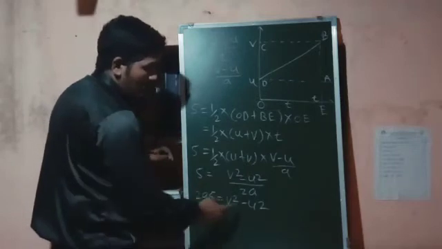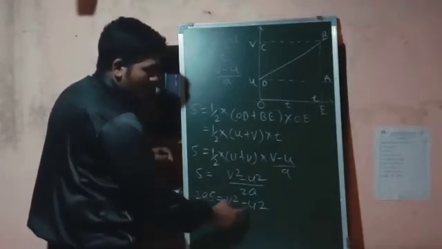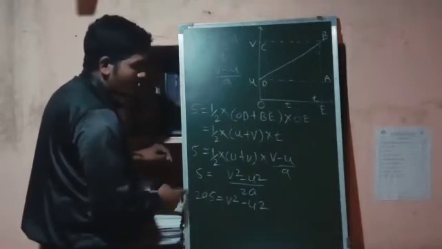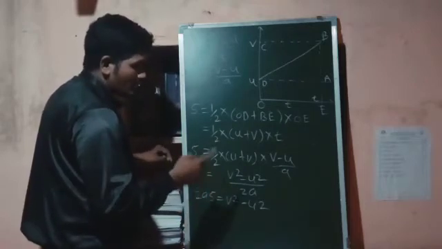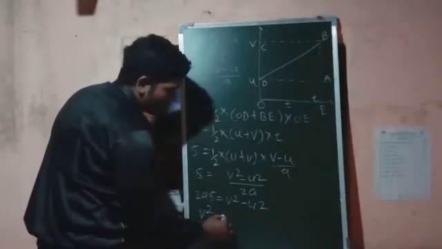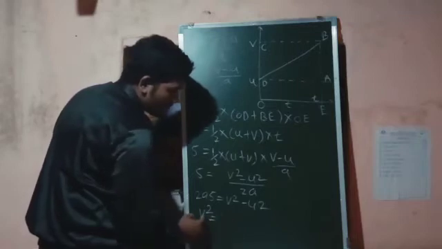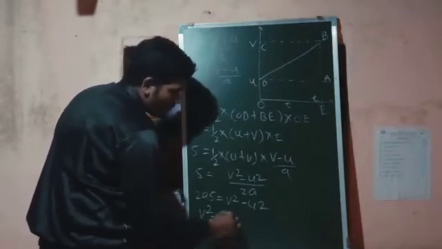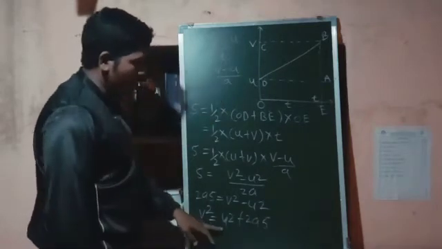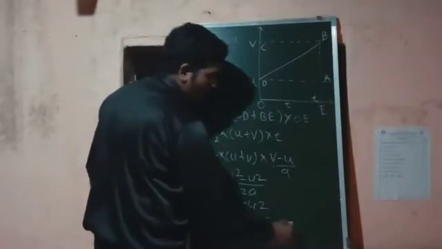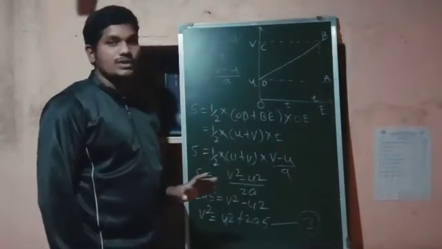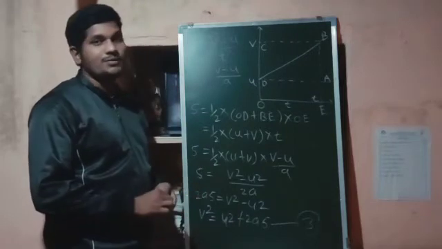Now I have to simply take this minus U square to this side of the equality sign, so it will be plus U square. So I can write V square is equal to U square plus 2as. V square is equal to U square plus 2as, and this is our third equation of motion. This is the third equation of motion which we have derived now.